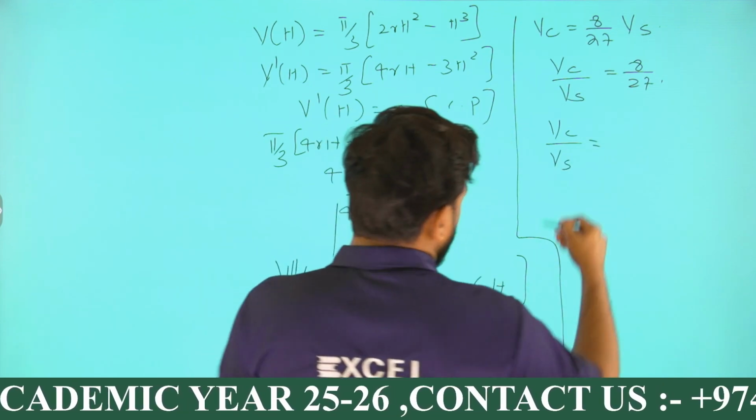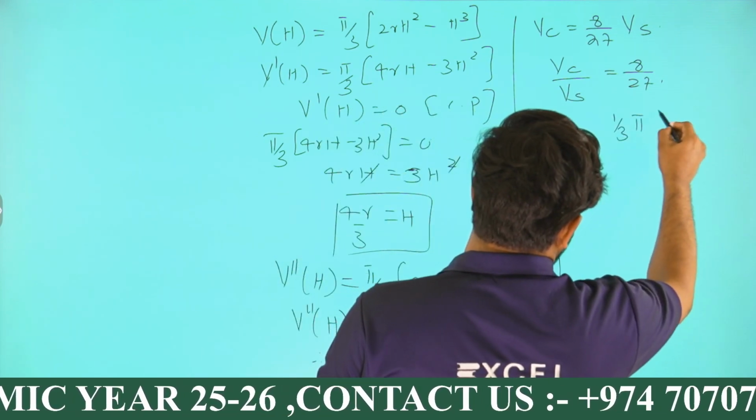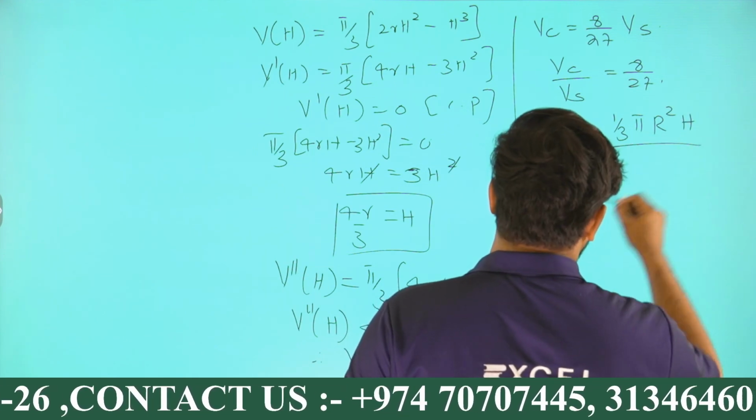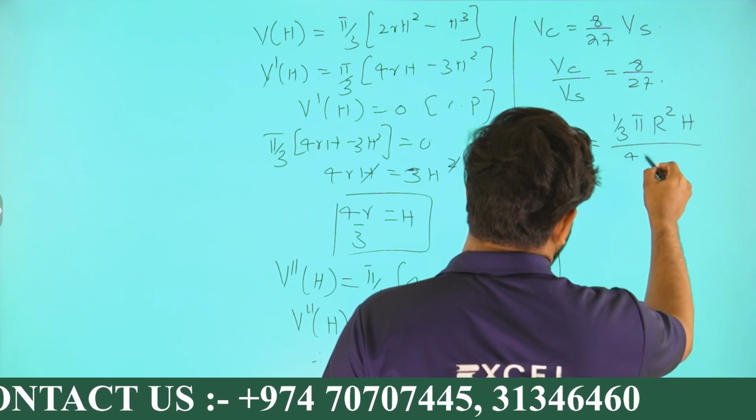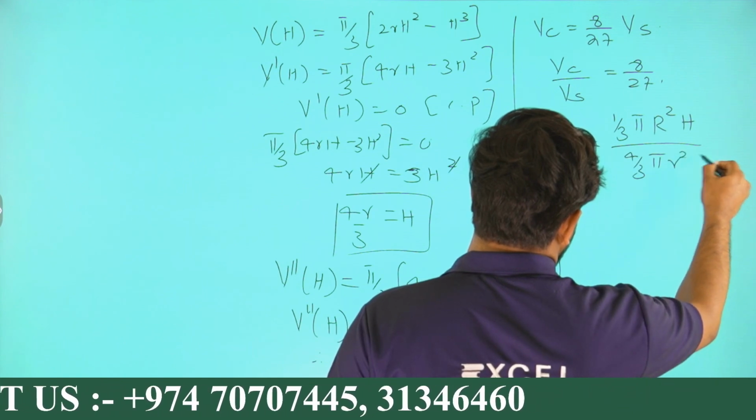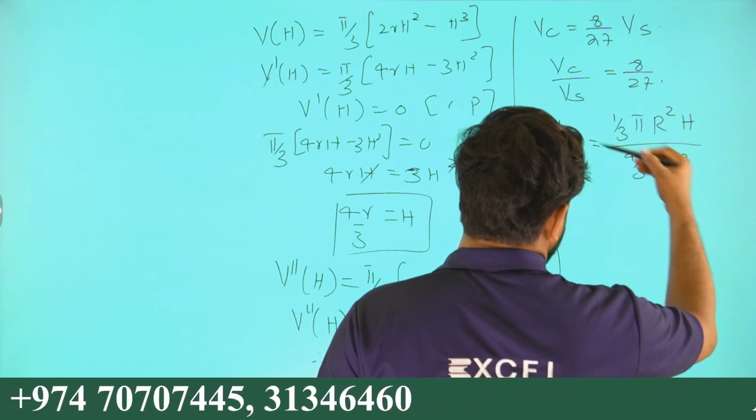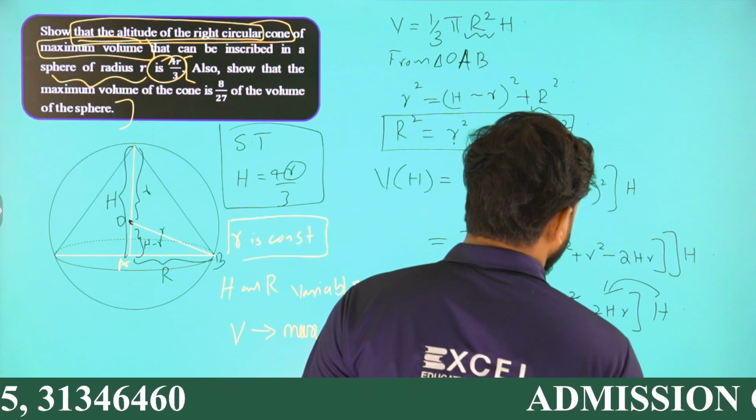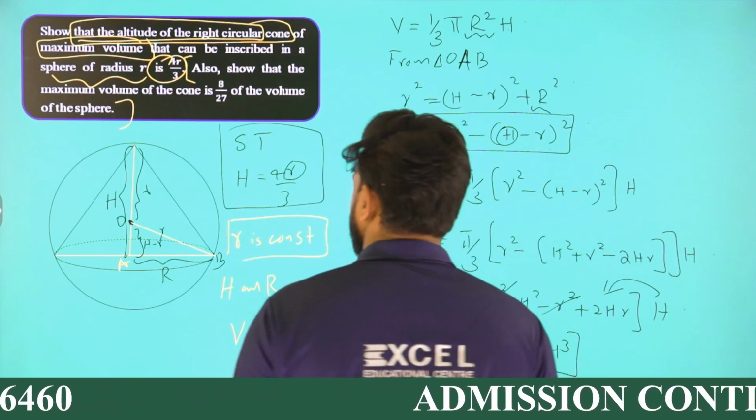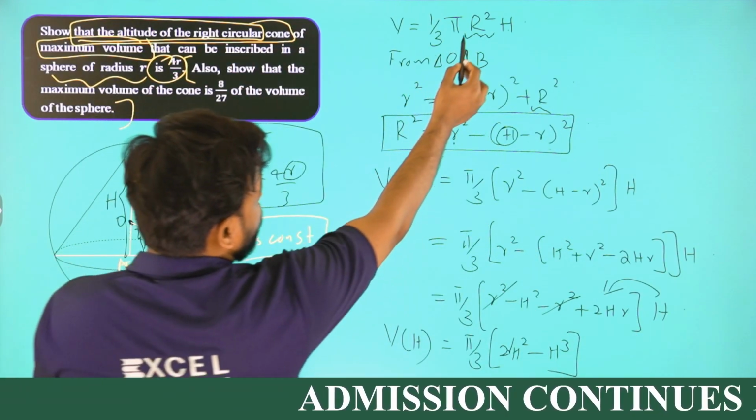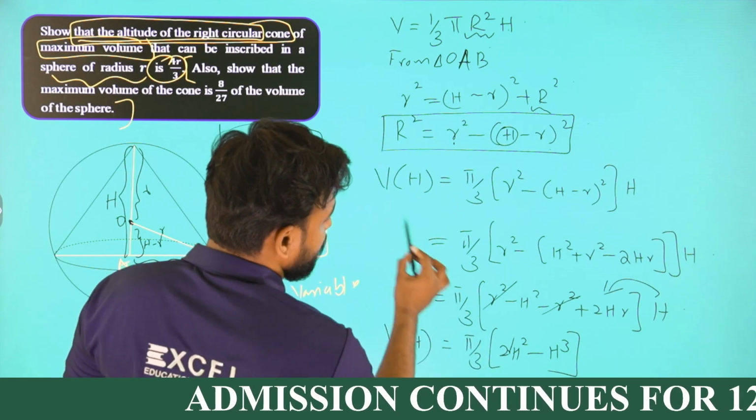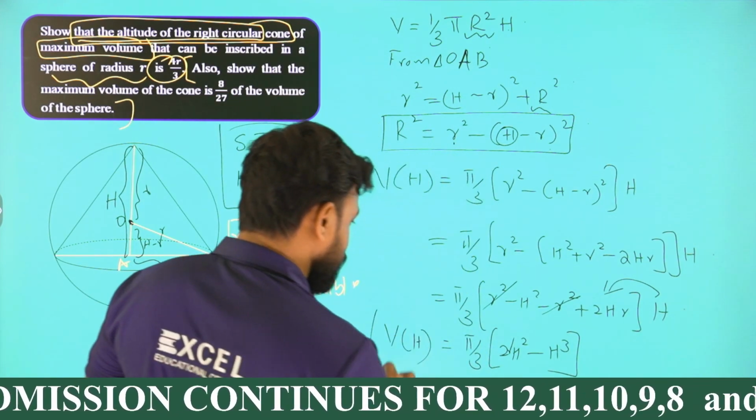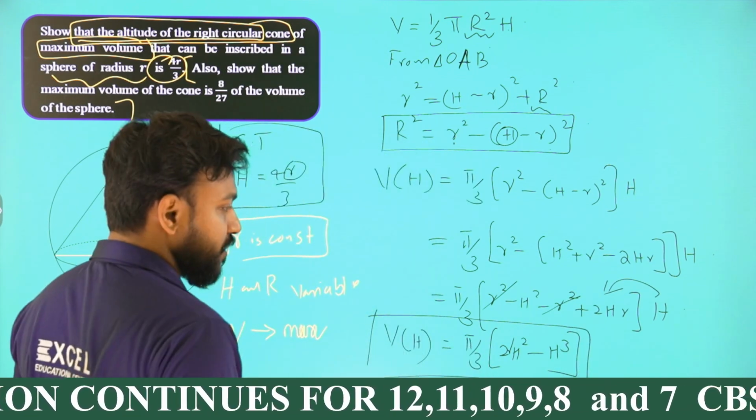The volume of the cone is 1 by 3 pi r square h, and the volume of the sphere is what? 4 by 3 pi r cube. Ready? So we have the equation of the volume of the sphere and the volume of the cone in terms of what? In terms of h, that is this one. Ready?